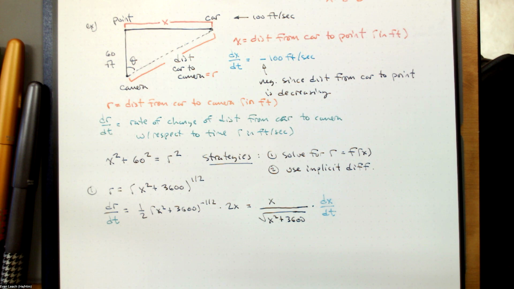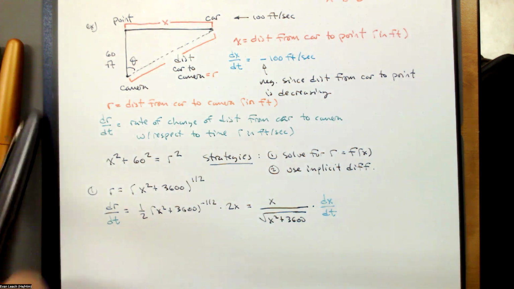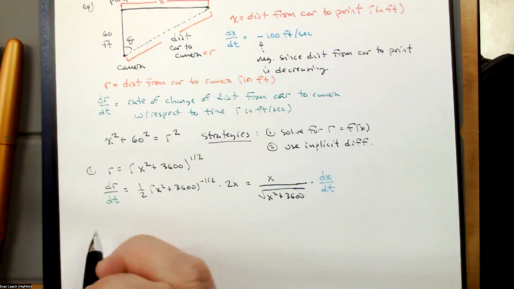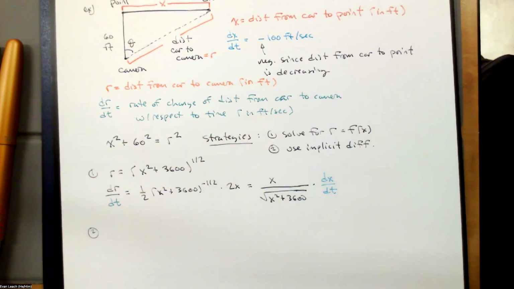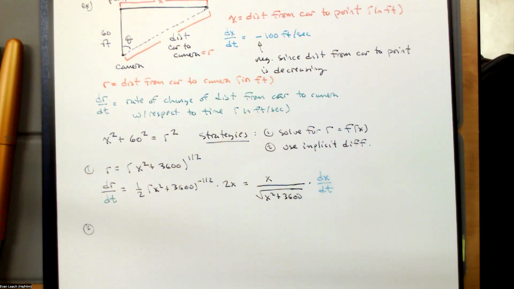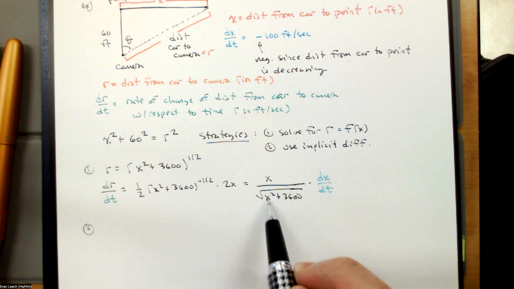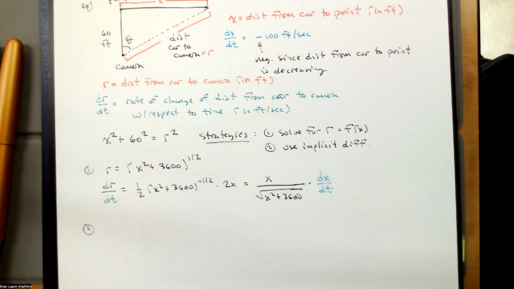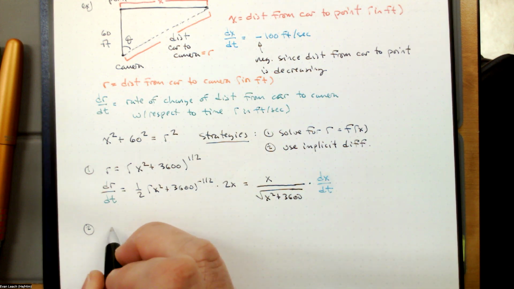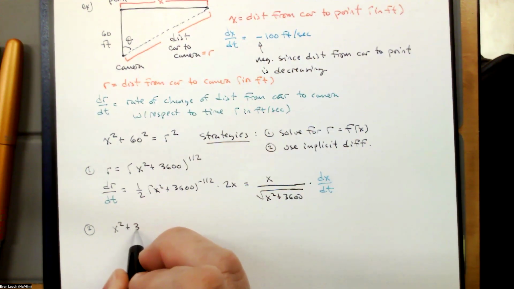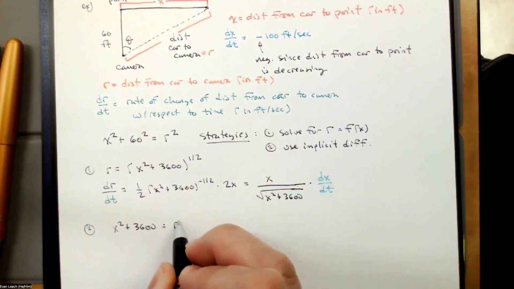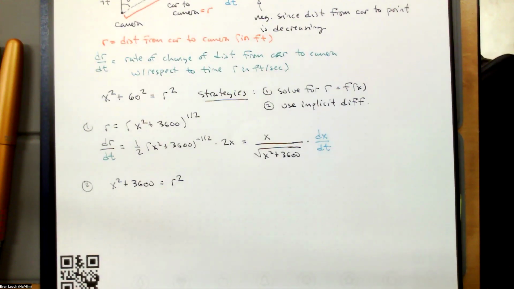Any questions? So what would this look like using implicit differentiation? At this point, if we want dr/dt at various values of x, we can just plug in the value of x here, calculate what the value of r is down here, and dx/dt is our constant negative 100 feet per second. If we're going to use implicit differentiation, this has to come out the same. We're going to take the derivative with respect to t all the way through.